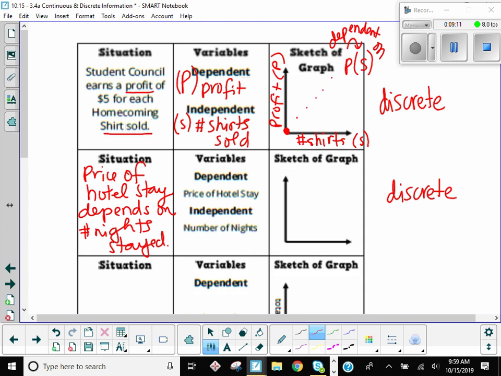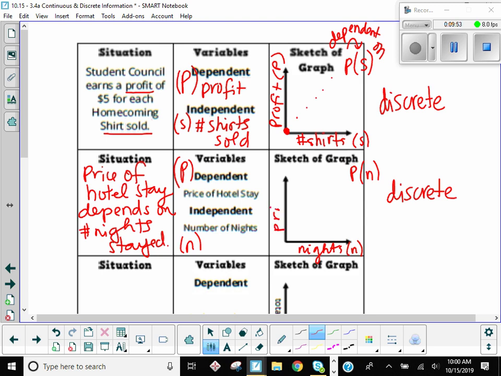What letter do you want to call the price of the hotel stay? P? N for number of nights, okay? And so then when I come over here and I label it with my function notation, is it P of N or N of P? P of N, right? The dependent thing goes on the outside, the independent thing goes on the inside. And what goes along the horizontal axis? Number of nights. And the vertical one is the price P.